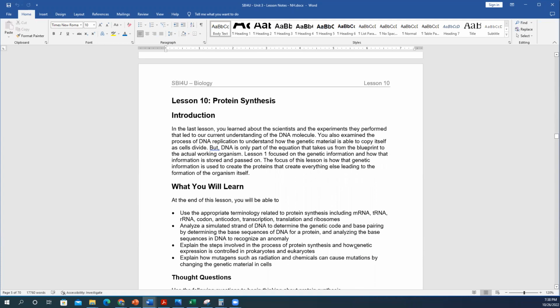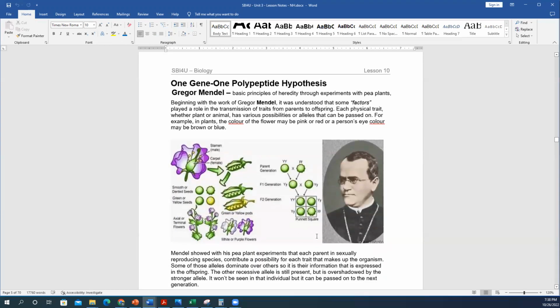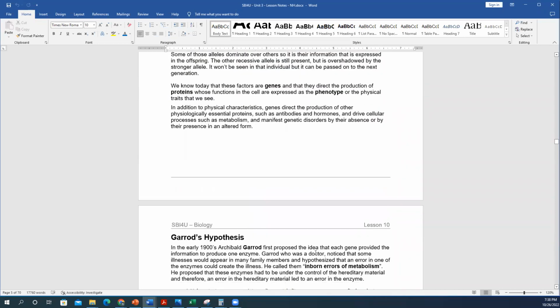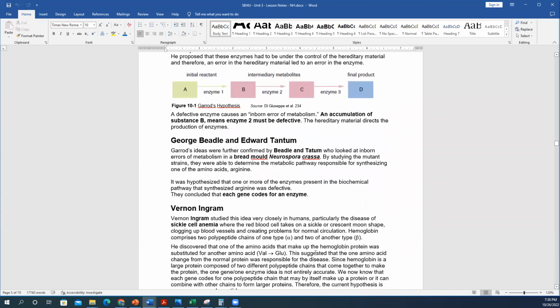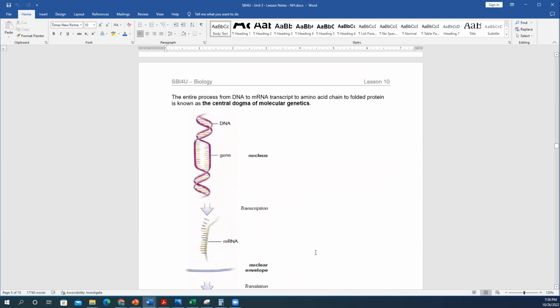What else happens with DNA is protein synthesis. Ultimately, the most important role of DNA is that it encodes information that has instructions for creating proteins, and the proteins are the actual machinery that carries out the function in the cells. We talked a little bit about the one gene, one polypeptide hypothesis, where you have one gene encoding one polypeptide, which carries out a certain function.